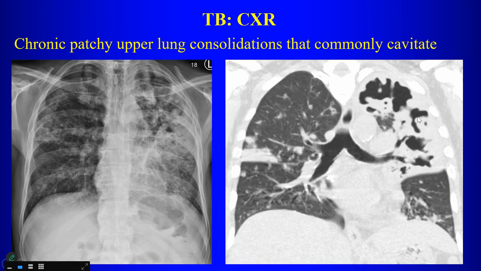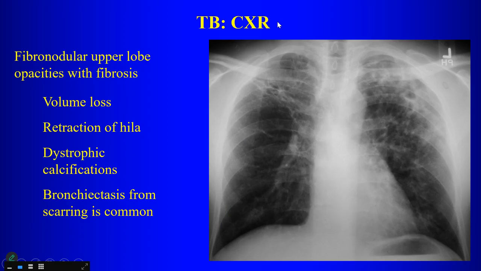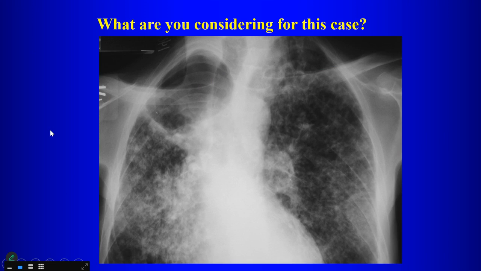Chronic, patchy upper lung consolidations with cavitation, right? So we can see that, of course, with tuberculosis. We should all be familiar with that. Volume loss, retraction of the hila, chronic atelectasis in the upper lobes, dystrophic calcification, bronchiectasis. All of this we will see with tuberculosis.